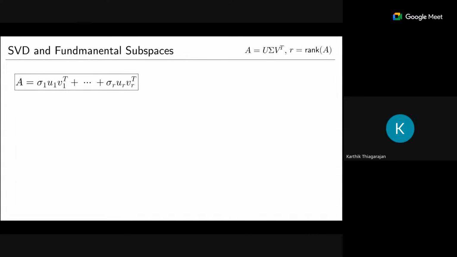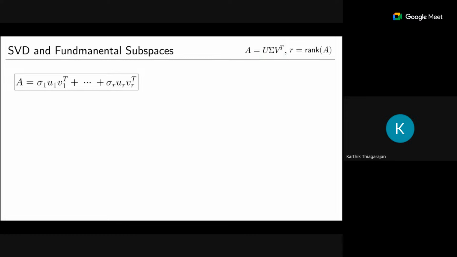Have you seen this particular form of the SVD before? Yes, you have seen it. This is a very important form because it will help you understand several properties that we are going to discuss. This is just an expansion of the singular value decomposition in terms of R matrices. Each one here is a matrix. U V transpose is a matrix, and there are R such matrices.